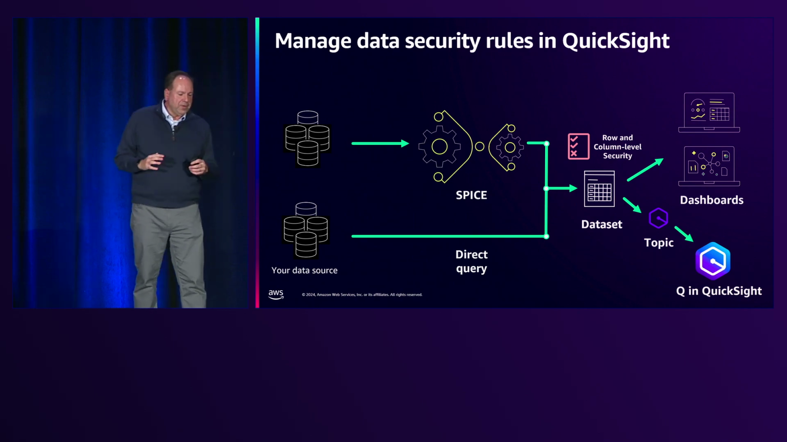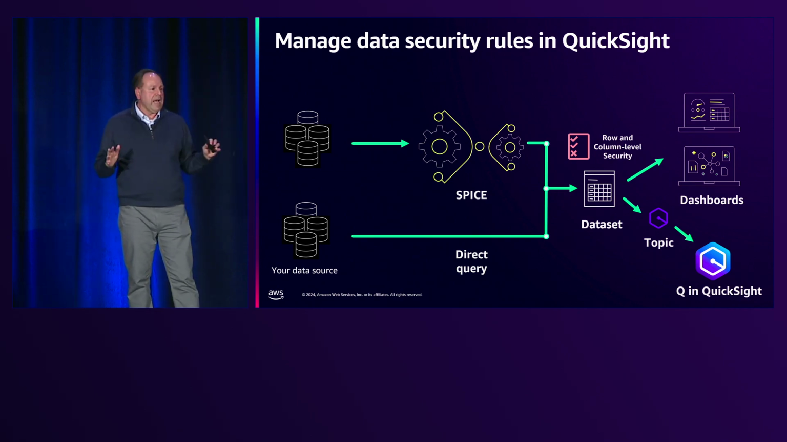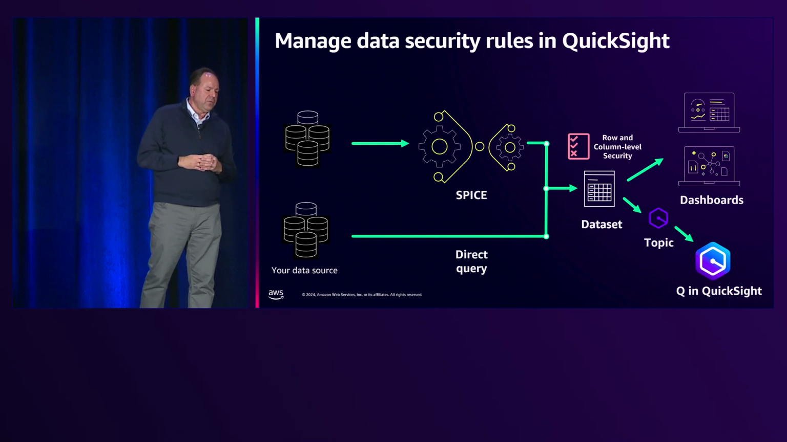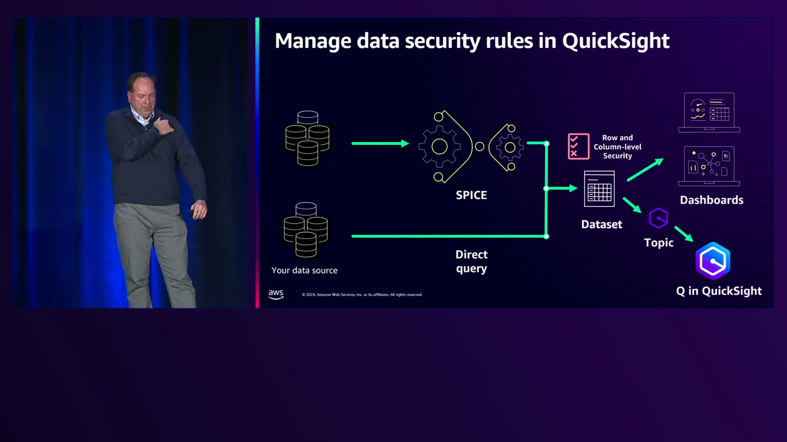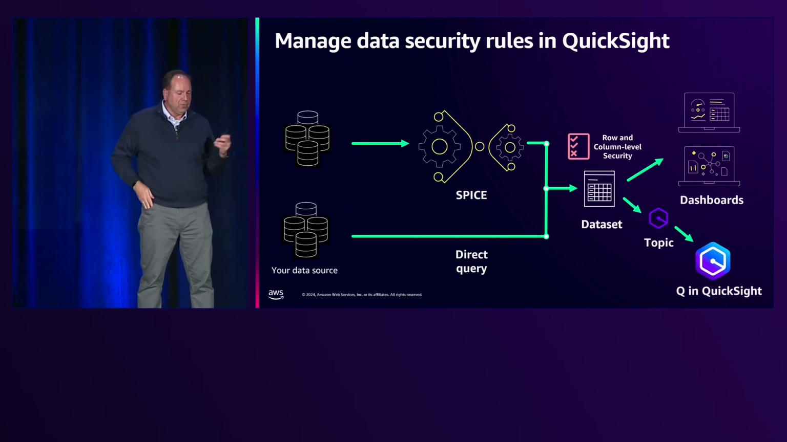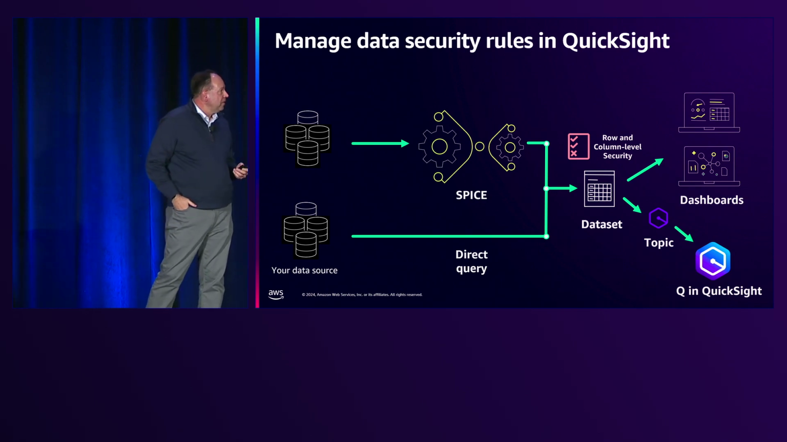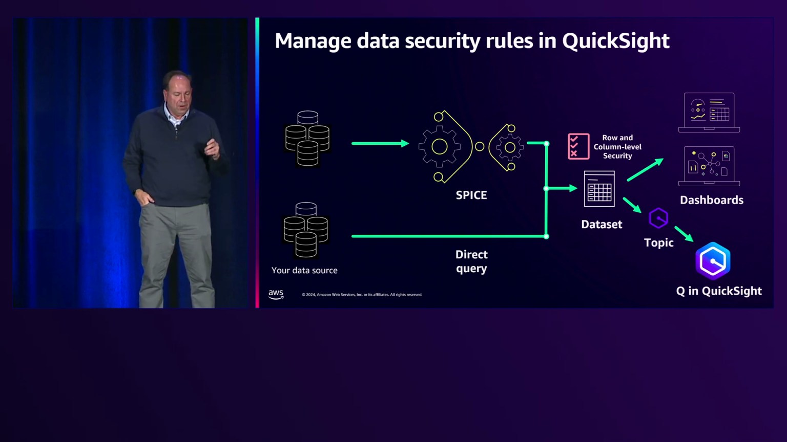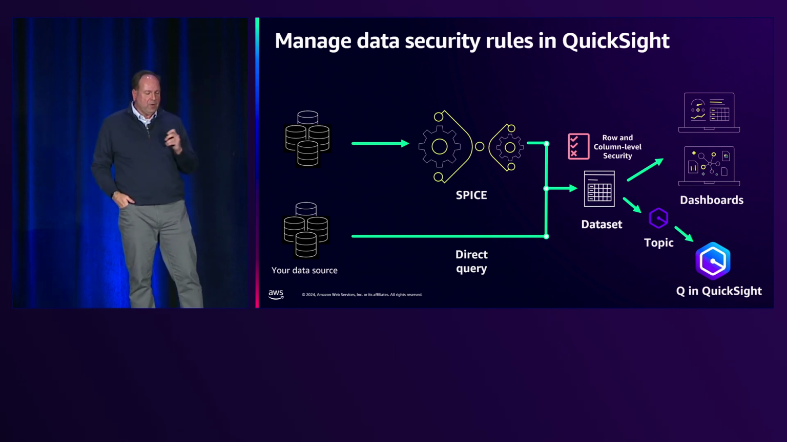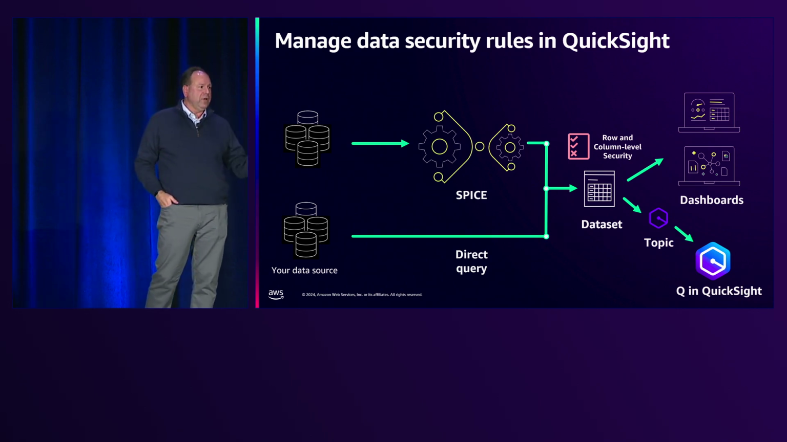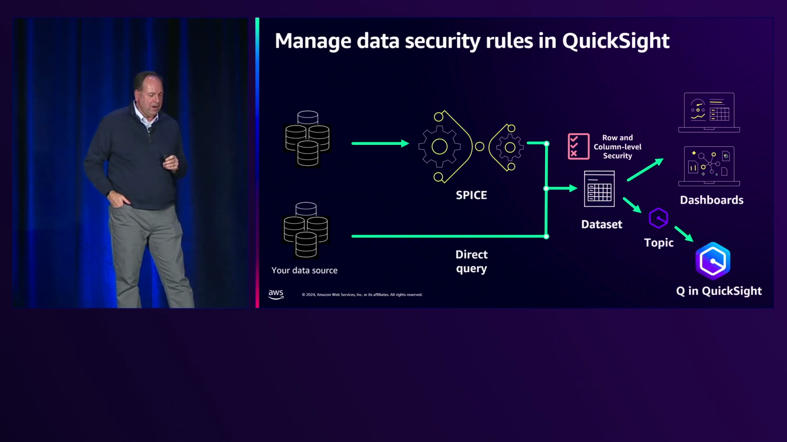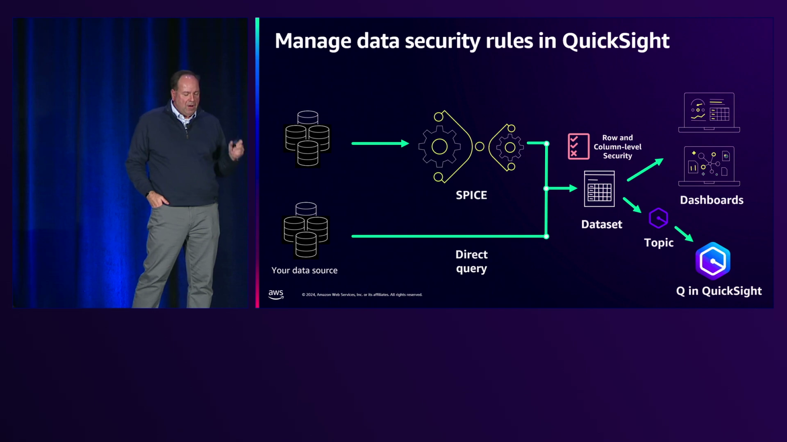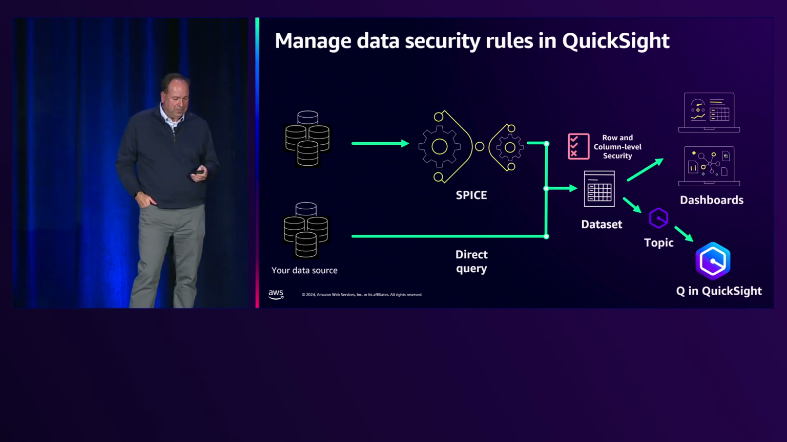Now, there are a couple different ways that you can manage access to data. The first one is managing your data security rules directly inside of QuickSight. To do that, you use row and column level security defined directly on the data set inside of QuickSight. So the team that manages QuickSight and the assets that are there, you're able to define RLS and CLS rules on the QuickSight data set itself.